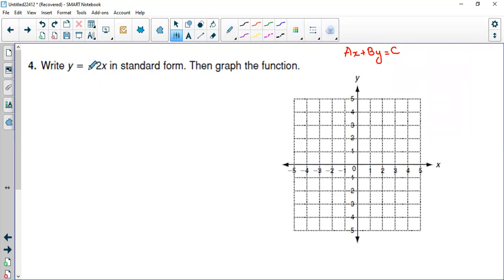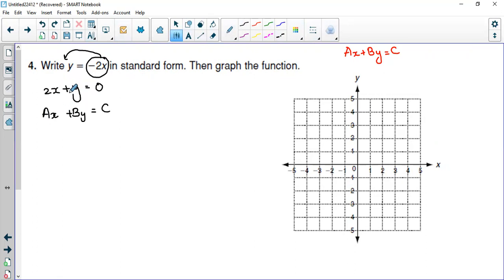To make it into standard form, I'm just going to move this negative 2x to this side. So what happens there? It becomes 2x plus y, and because we moved the 2x to the other side, here there is nothing. So 2x plus y equals 0 is the standard form. Check it. Is that in the standard form, which is ax plus by equals c? Yes, it is.